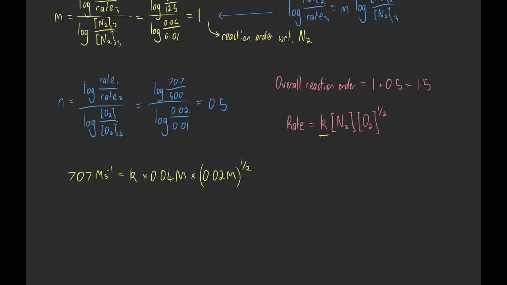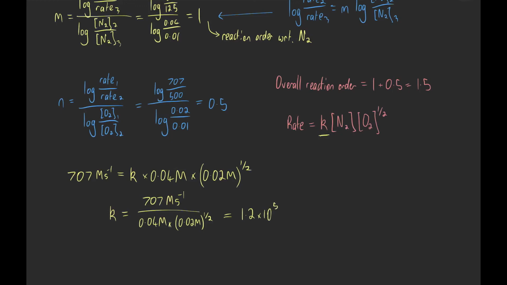So now we can just rearrange our expression to get k is equal to 707 molar per second divided by 0.04 molar multiplied by 0.02 molar, all raised to the power of 1/2. So we have units here which are going to look a little bit non-standard compared to what we've encountered before. We can numerically calculate that our rate constant is 1.2 times 10 to the 5.